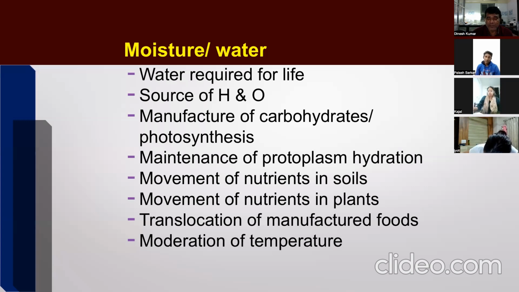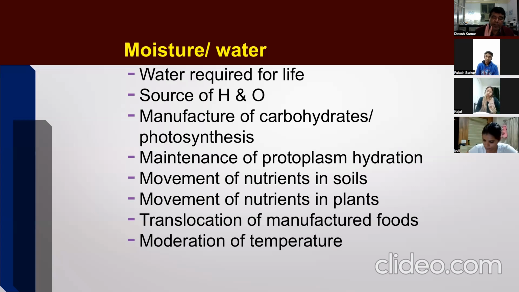Movement of nutrients in soil, you need water. So it has a direct role as well as an indirect role in supplying the nutrients and also in the movement of nutrients in soil as well as in plants. Translocation of manufactured food from leaves to the roots: water is needed. Moderation of temperature: within the plant, the water also acts as a moderator of the temperature. So you can see there are a number of roles of water.